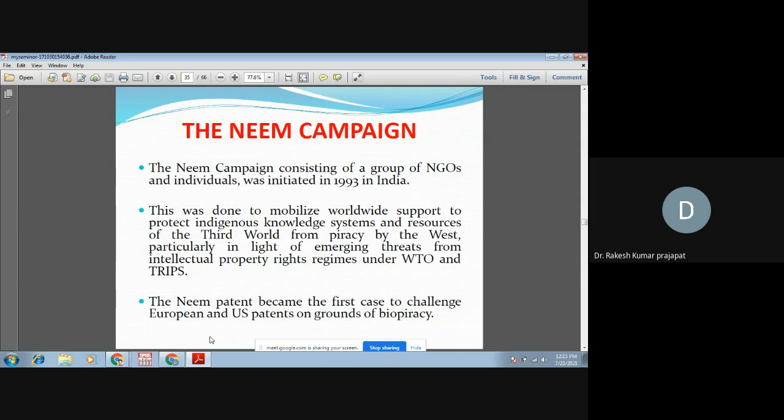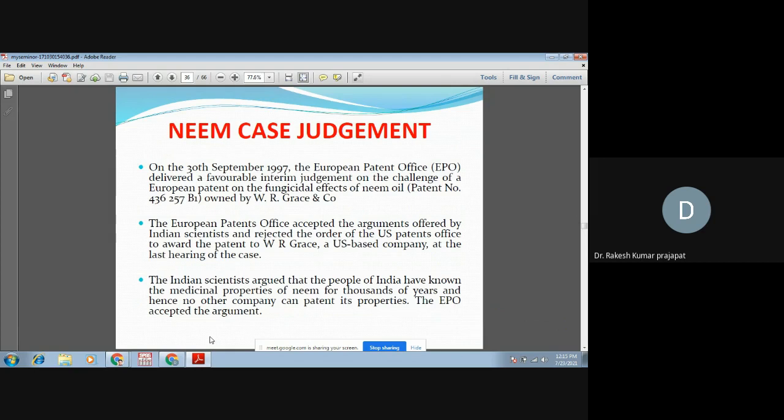It aimed against piracy by the West, particularly of biological properties, in light of emerging threats from the intellectual property rights regimes under WTO and trade. The neem patent became the first case to challenge a European patent on these grounds. On the 30th of September 1997, the European Patent Office gave an interim judgment on the challenge to the European patent on the fungicidal effect of neem oil, owned by W.R. Grace. The European Patent Office accepted the arguments offered by Indian soil scientists and rejected the award of the patent to W.R. Grace and the US-based company.